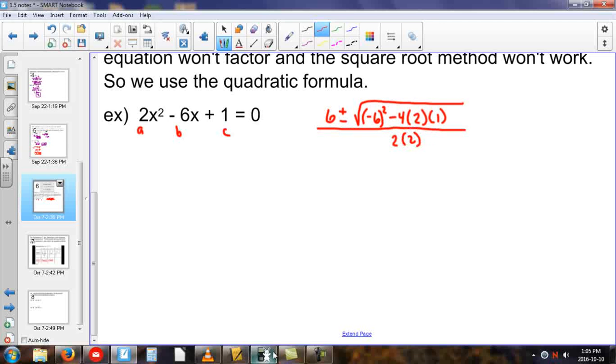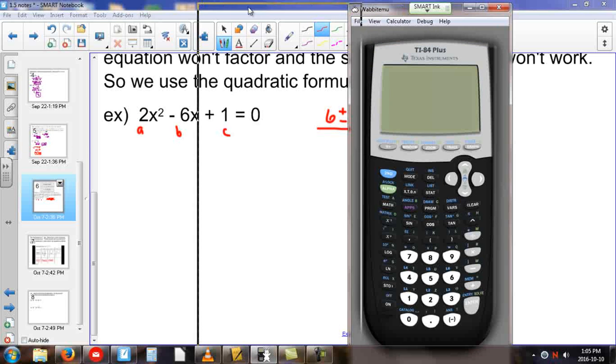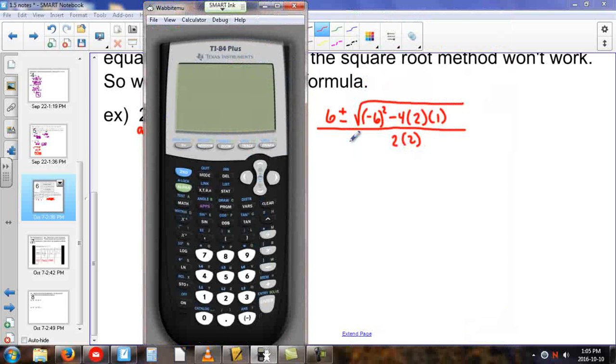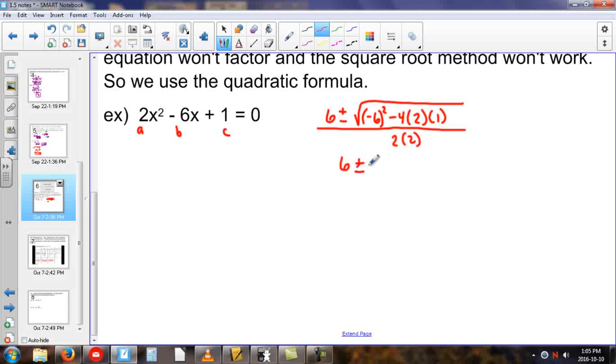Now I'm going to use my calculator to help out with this a little bit. I'm worried just about the square root for right now. So I'm going to type in parentheses, negative 6 squared. Now I know that's 36, so I could have just typed 36 if I wanted. Minus 4 times 2 times 1 equals, I get 28. So this becomes 6 plus or minus root 28 all over 2 times 2 is 4.